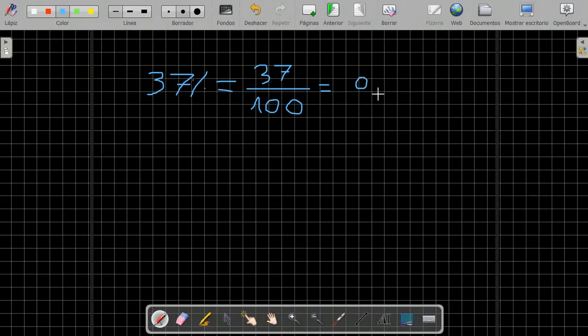The answer will be 0.37, and there we have it. 37% is equal to 0.37. That's it. It's very simple, and that's how we can convert a percentage to a decimal.